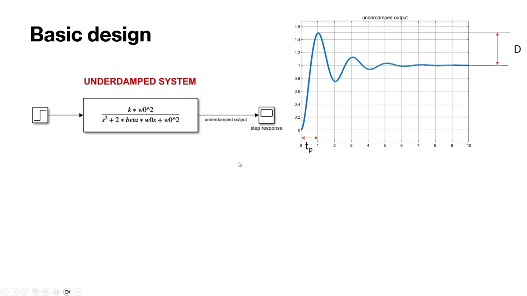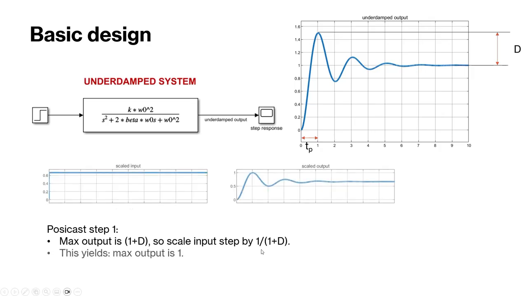And now we are going to design a Posicast controller. Step number 1 is we maximize the output to 1. So in this case, the maximum output is 1 plus D, 1 plus the overshoot. So now we are going to scale the input step by 1 over 1 plus D. And that yields a maximum output of 1.